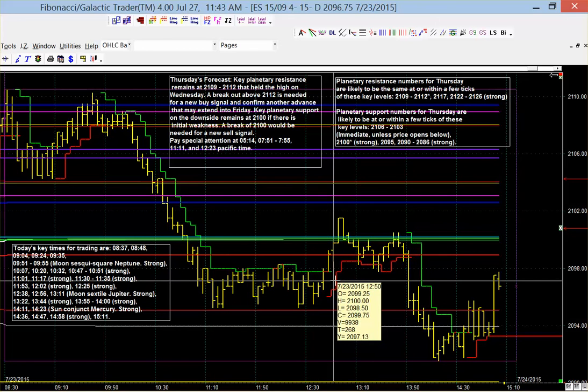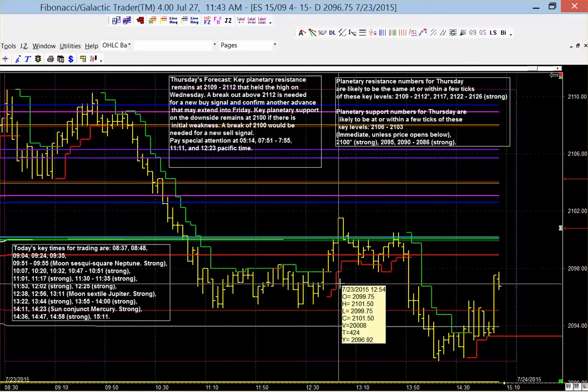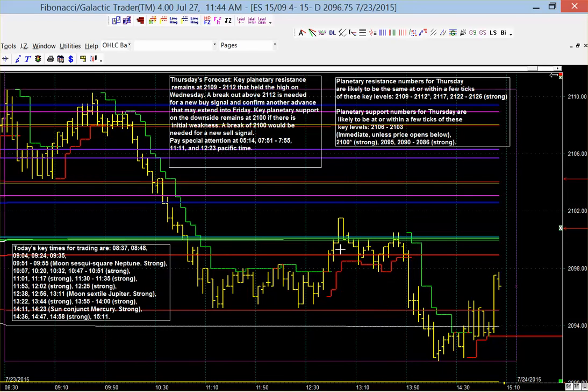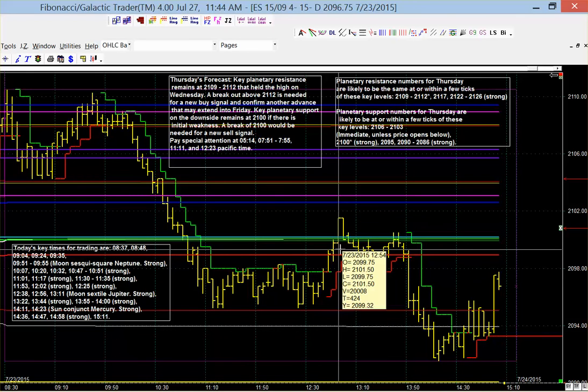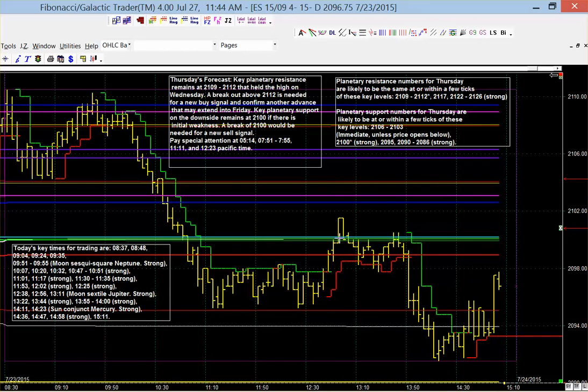Now the next time's at 12:56, and that timed an intraday top of the day. So that was an intraday high of the day coming in right at the 12:56 time, and the high was at 2101.50, and that was 1.5 points above 2100 resistance. So as a general rule, the planetary support resistance levels, you're looking for them to hold within a few ticks.